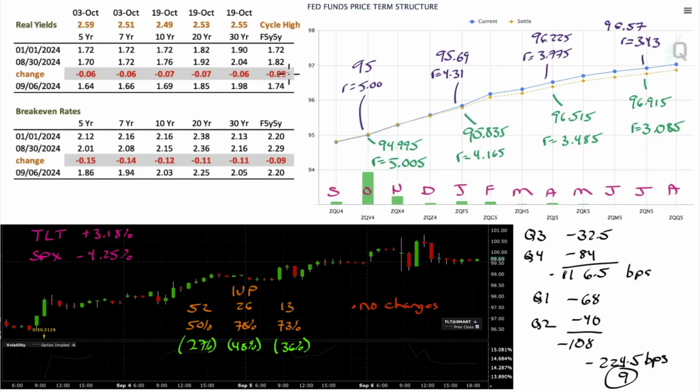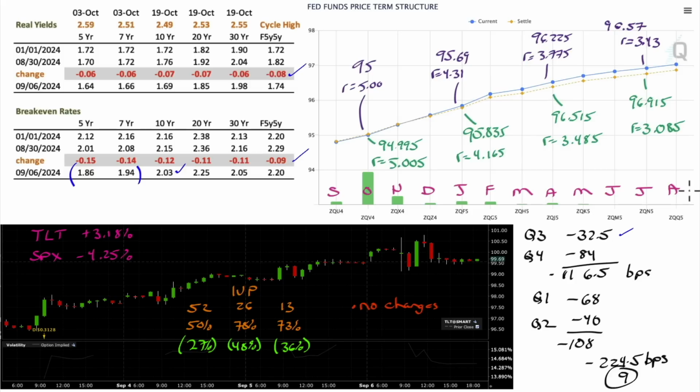Real rates all pull back. Break-even rates all pull back as well. And look at this. The 5-year under 2% at 1.86. The 7-year 1.94. The 10-year pretty much at the 2%, 2.03. Fed funds futures. This is a little too much here.